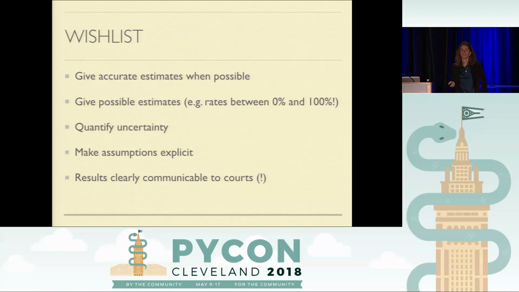This is where our Bayesian model will be very helpful. And then lastly, we'd like our results to be clearly communicable to courts. This is something that I thought was really cool. It's not a constraint that I'm used to working with in modeling problems.